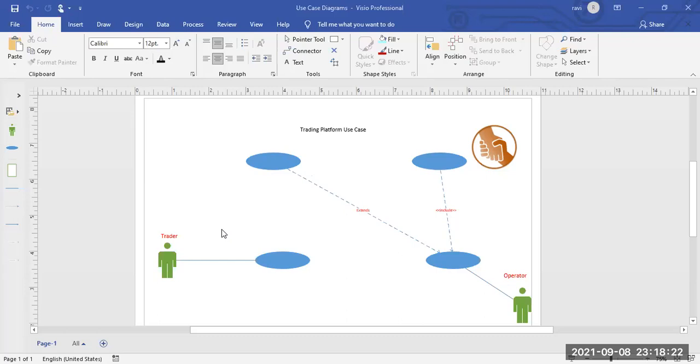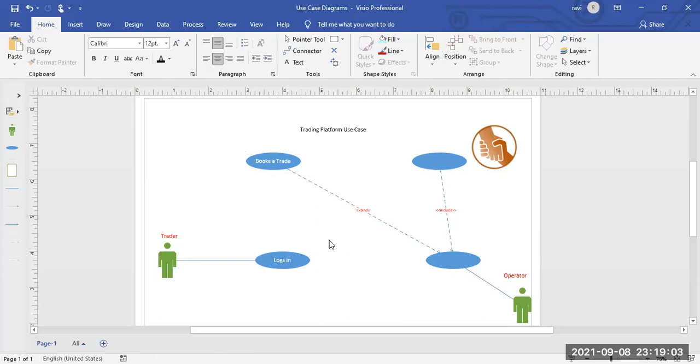So for example, I'll give you a simple use case here. I'm showing it to you. You have a trader, okay? This trader is called an actor in a use case. You have two actors: one trader and then an operator here. Let's say the trader has to book a trade. So this is the book a trade. Or maybe let's say something like the trader logs into the application, for example. Then he goes and books a trade.